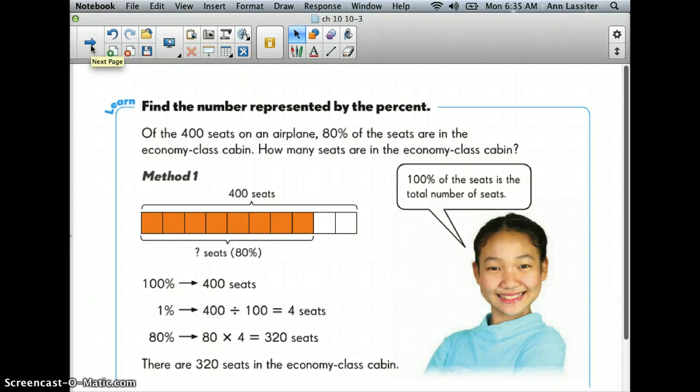The first example is based on the number of seats on an airplane. I tell you there are 400 seats on an airplane. 80% of the seats are in the economy class cabin. How many seats are in the economy class cabin?